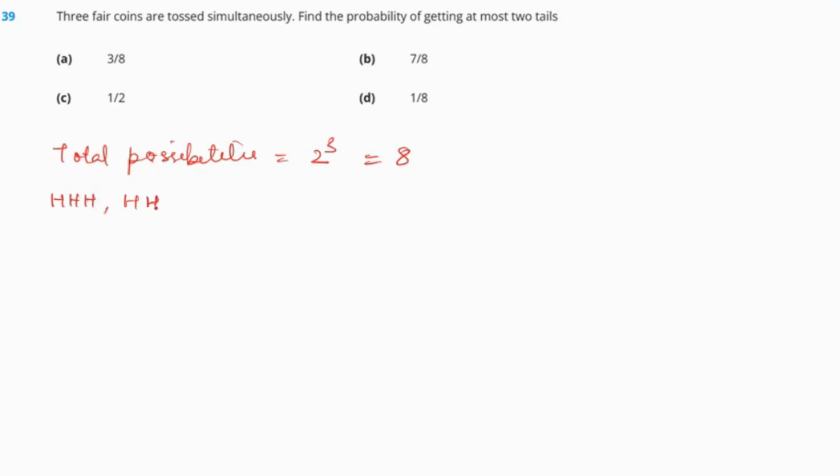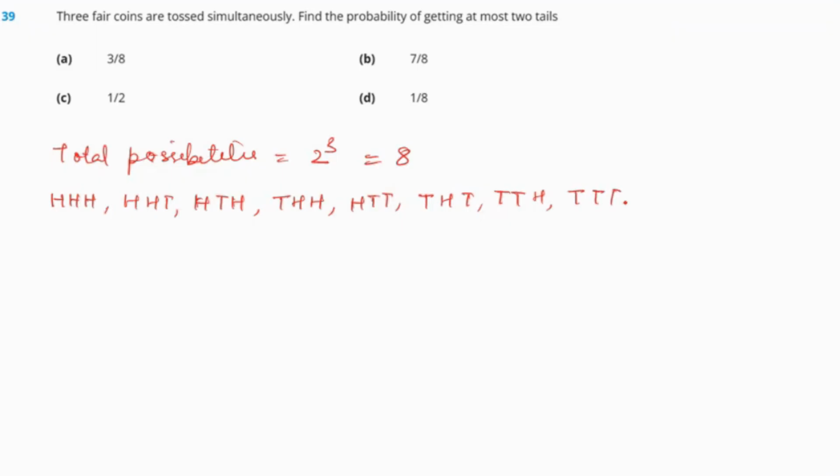We can have 2 heads and 1 tail. We can have head, tail, head. We can have tail, head and head. We can have head, tail and tail. We can have tail, head and tail. We can have tail, tail and head. We can have tail, tail and tail.